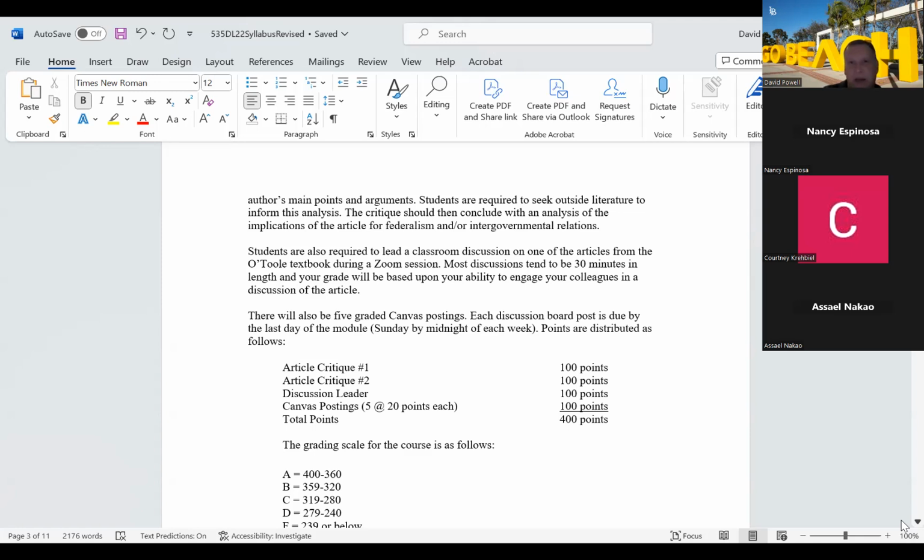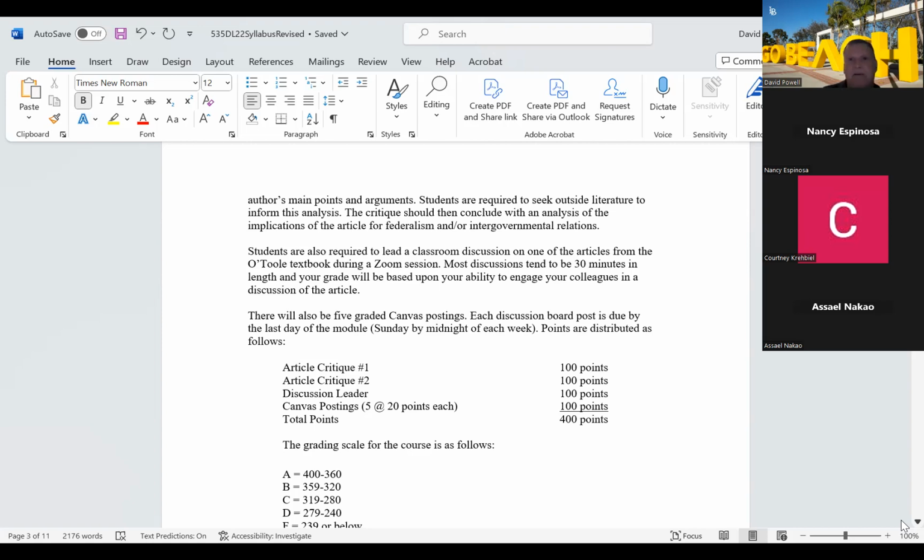I'm very much interested in quality over quantity, and so I figure if we limit the number of assignments, we can get a higher quality product out of them. We have 4 categories of assignments in this course. You'll be doing 2 article critiques, on articles either from the O'Toole textbook or articles I've provided on our Canvas site. The purpose of the article critiques is to afford you the opportunity to critically analyze the arguments made by the authors of the article. In this critique, we're looking at something relatively brief.